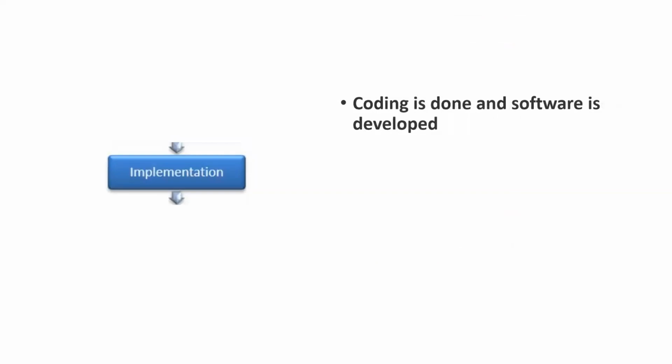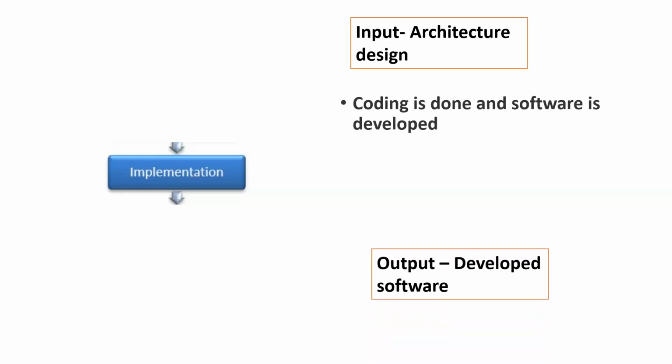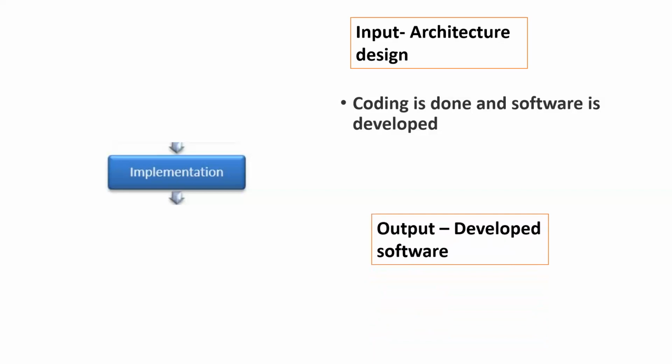So next is your implementation phase. Obviously the coding and the development will be done over here, and your architectural design will be your input for this. And what do you think the output would be? Architectural design? No, input is your architectural design. So what is your output going to be? A developed software. Okay, in the implementation phase, your output will be just a developed software, not a complete software. It is a developed software.